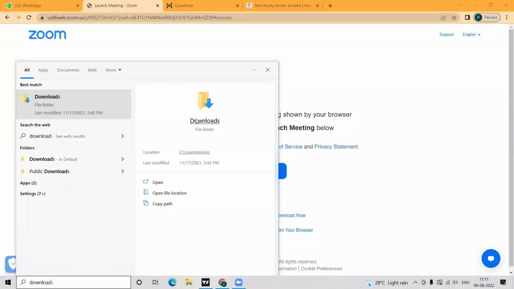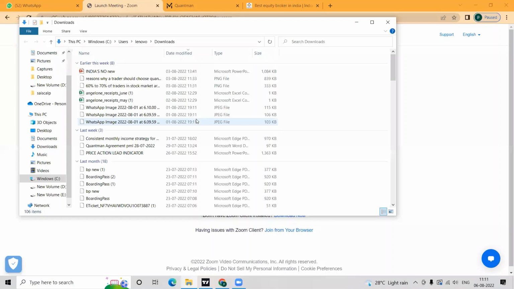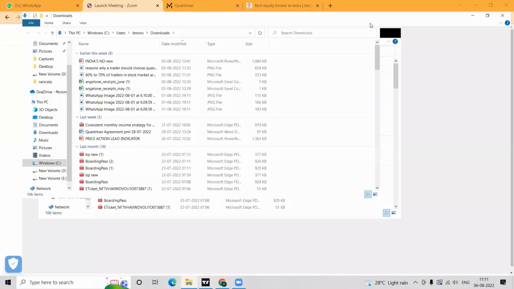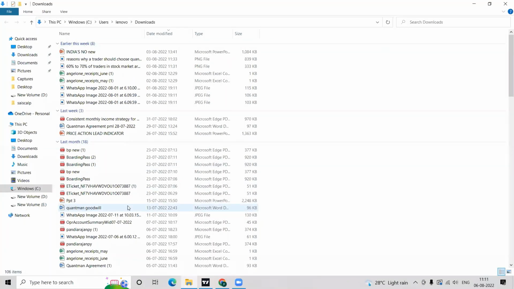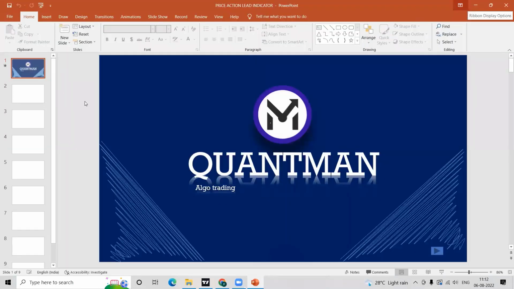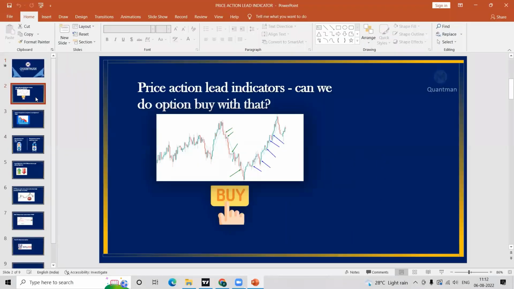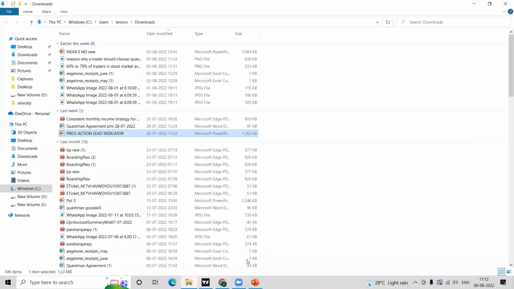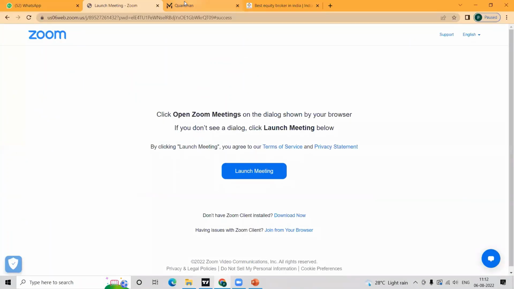So today I'm going to teach you one intraday option selling and one intraday options buying. Through algorithmic trading, we will see how we can do that one by one. Our platform is QuantMan. Using QuantMan, you can place orders and also backtest your strategies.